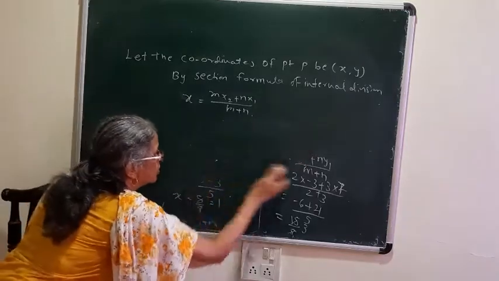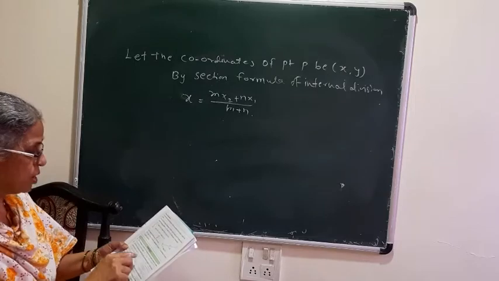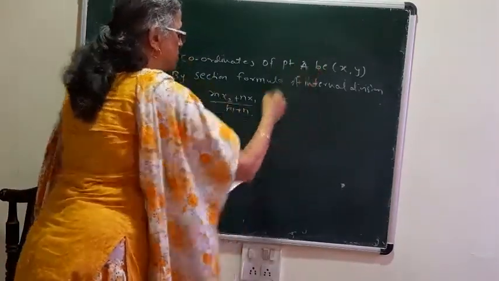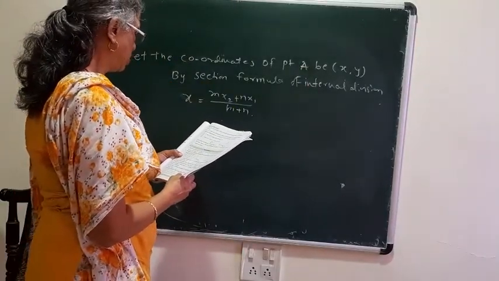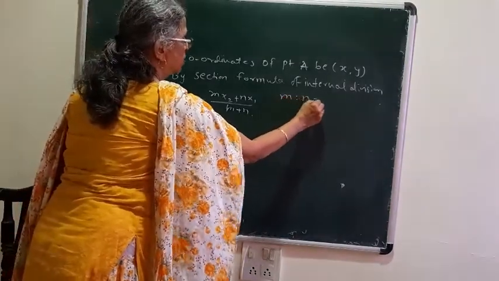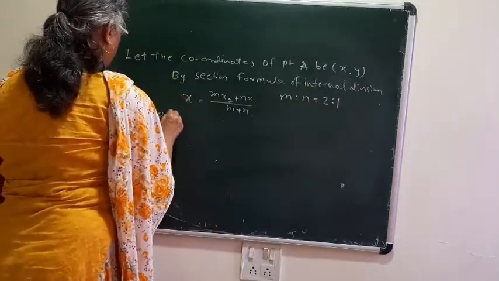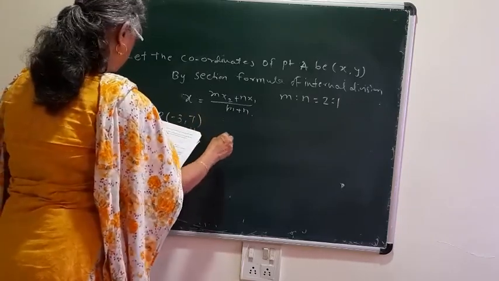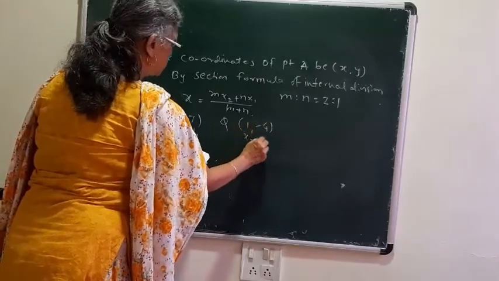So here, in each of the coordinates, point A, instead of point P they have given A, whose coordinates we are going to consider x and y, and here the ratio is given 2:1. So m is to n, 2:1. Followed? So the coordinates of P they have given minus 3, 7, that is x1, y1, and Q they have given 1, minus 4, that is x2, y2.